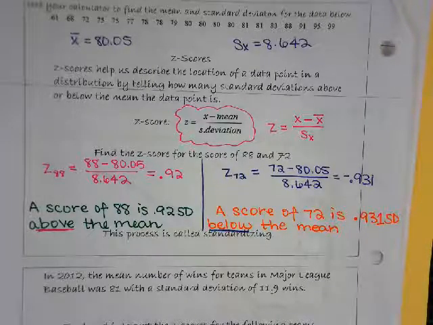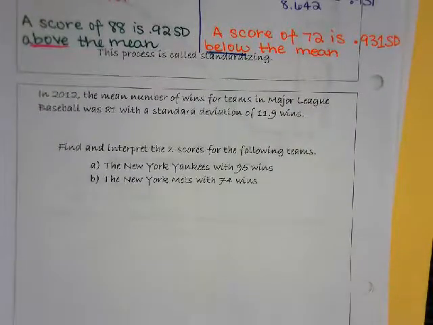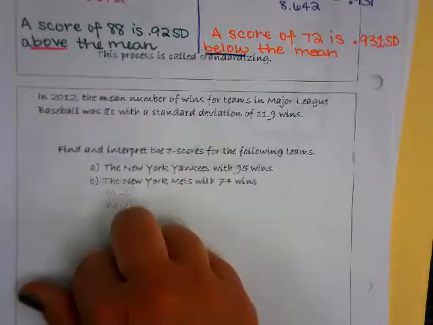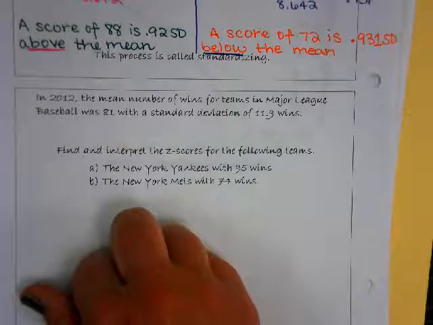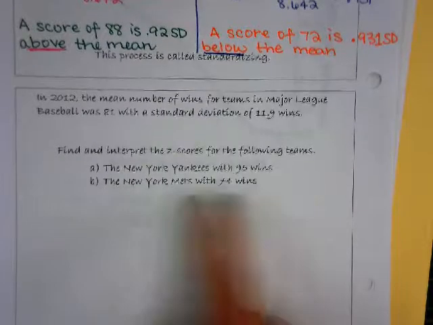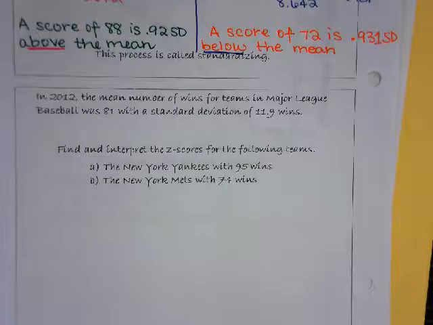All right, down below, you guys are going to try these ones. Here it says in 2012, the mean number of wins for teams in the MLB was 81, with a standard deviation of 11.9. I want you to find and interpret the z-scores for the Yankees, who had 95 wins, and the Mets, who had 74 wins. So find the z-score and write a sentence that explains what it's telling you.